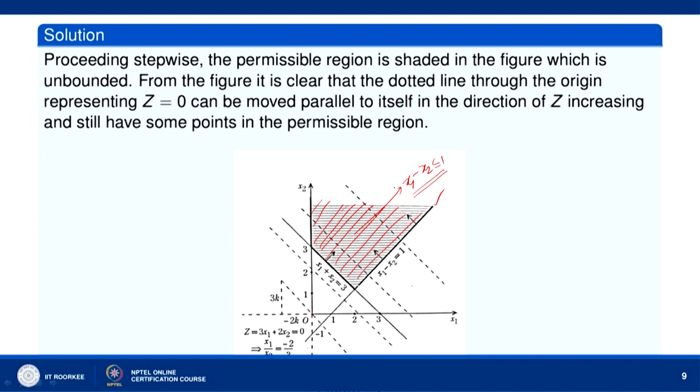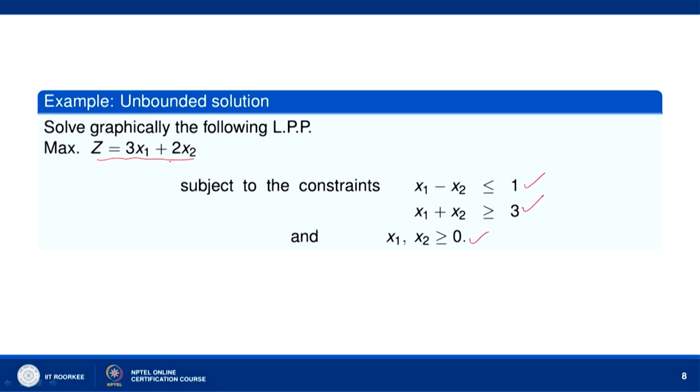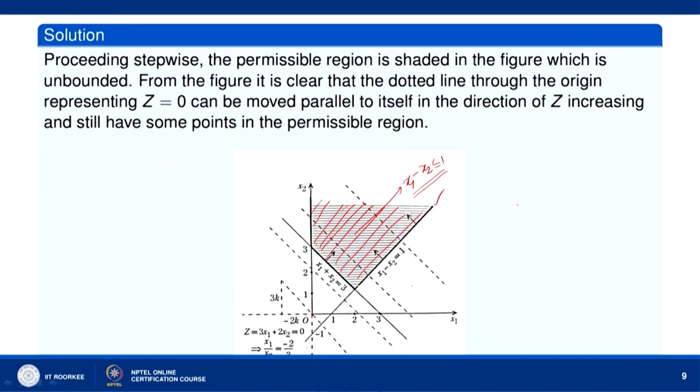So, if you consider the profit method or iso-cost method, what you do is you draw the line 3 x1 plus 2 x2 equal to 0, because you have to maximize z equal to 3 x1 plus 2 x2. So, you can consider the 3 x1 plus 2 x2 equal to 0 line, which passes through the origin. This is the line, and then you go on drawing lines parallel to this line.